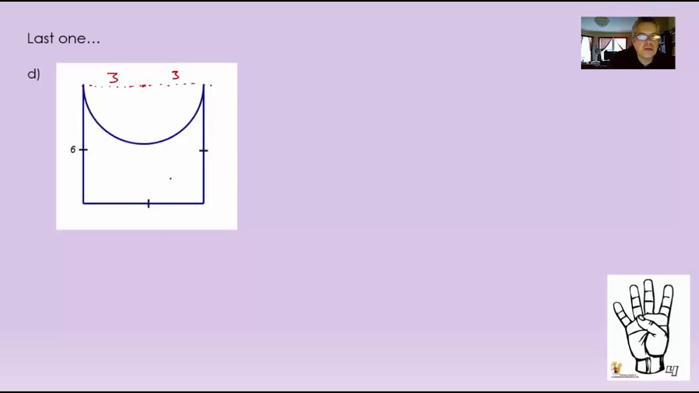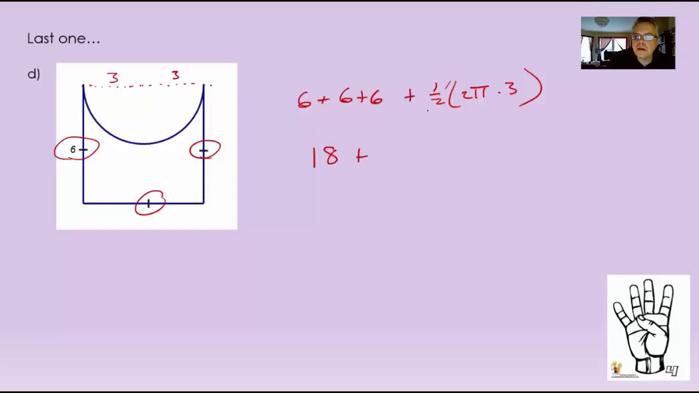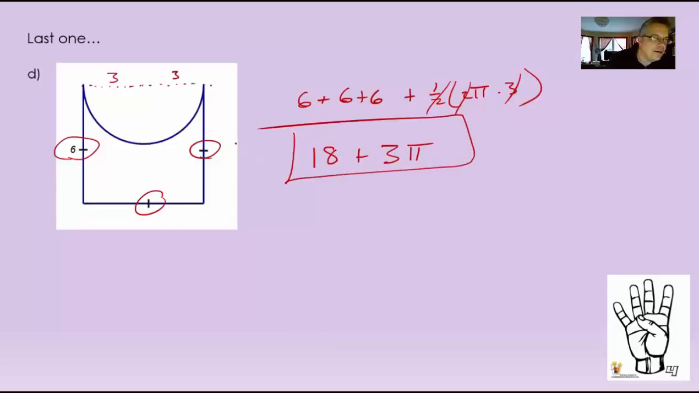Okay, so let's add up the perimeter. We got 3 sides that are 6 units long. So 6 plus 6 plus 6. Then got to throw in an expression for the semicircle. So 1/2, 2 pi times the radius. Okay, 3 sixes is 18, plus 1/2 times 2 is 1, times 3 is 3. So it's 18 plus 3 pi. Finished.